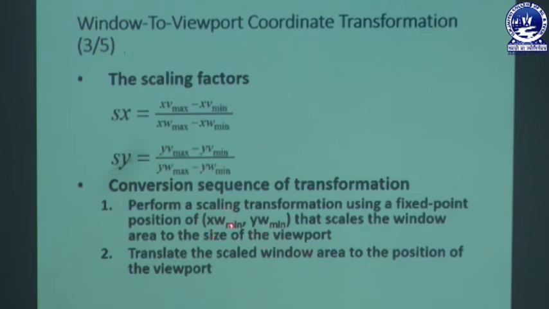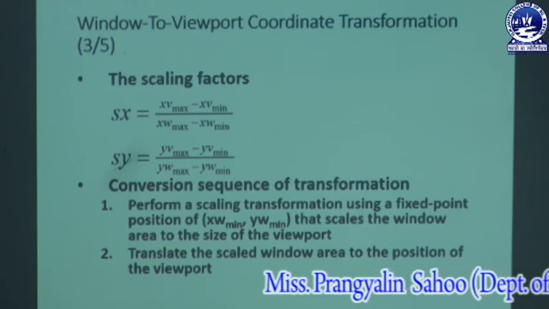That means first we start the scaling by creating a rectangular box which is parallel to the world coordinate system, consisting of the initial pixel point, that's xw minimum and yw minimum. After that you transform all the coordinate elements into the viewport format using the normalized concept. Then the second step is to translate the scaled window area to the position of the viewport on the monitor screen.